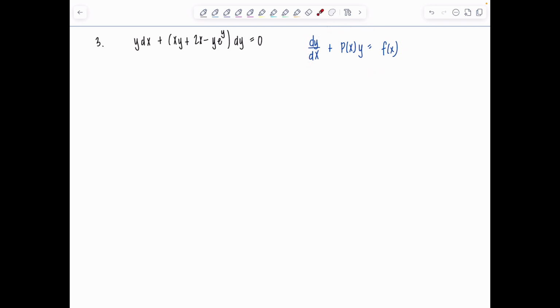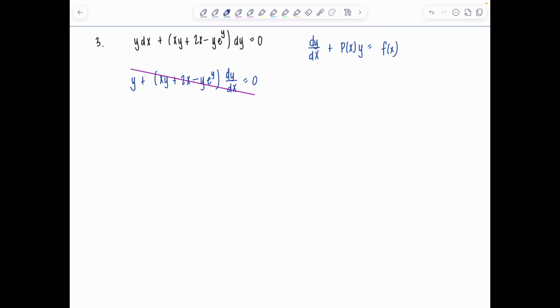If this is our goal, I would want to divide everybody by dx, right? So then you'd have y plus xy plus 2x minus y e to the y dy dx equals 0. And then hopefully now you're already seeing, here's the big issue. We have this e to the y. We're not allowed to have any functions of y in a linear differential equation if we treat x as the independent variable. You can have p of x times y to the first, that's what makes it linear, but you can't have this e to the y situation. So then you go, abort mission.